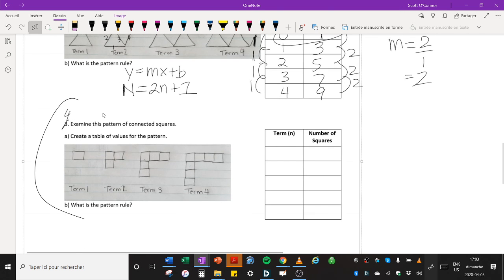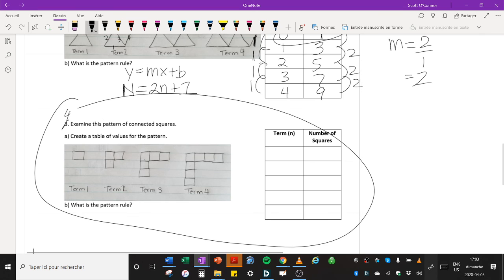All right, I'll leave you to do question number 4 on your own. Keep in mind, question number 4 is not asking you to do toothpicks. It's asking you to calculate the number of squares. So if I just start this off for you and you guys can finish it off on your own, if you look at number 1, there's 1 square there. Okay, and finish that off and try to come up with the pattern rule on your own.